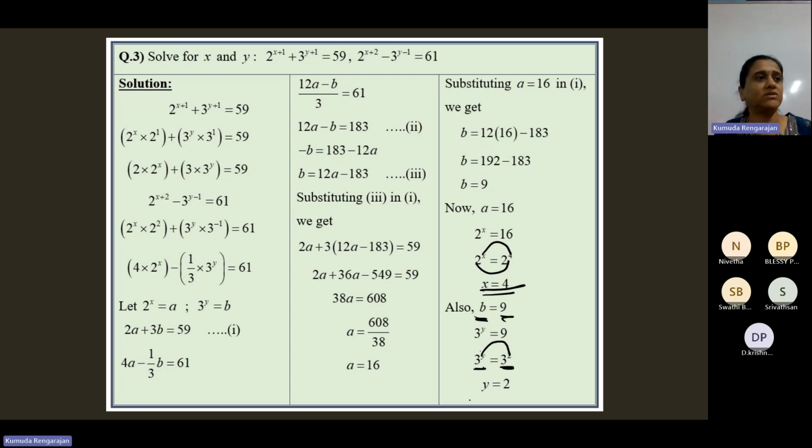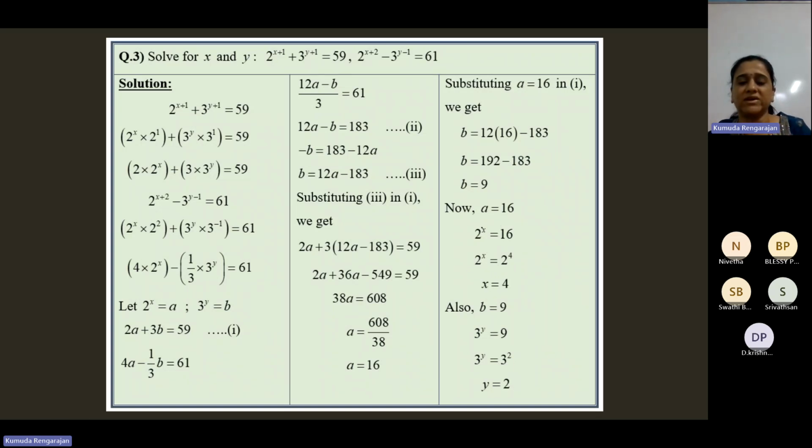Bases are same on either side, so equate the powers. Y is equal to 2. You must write 16 in base 2, 2 to the power 4. You must write 9 in base 3, 3 squared, because here you have 3 to the power y, so this is 3 squared. Here you have 2 to the power x, so 2 to the power 4.